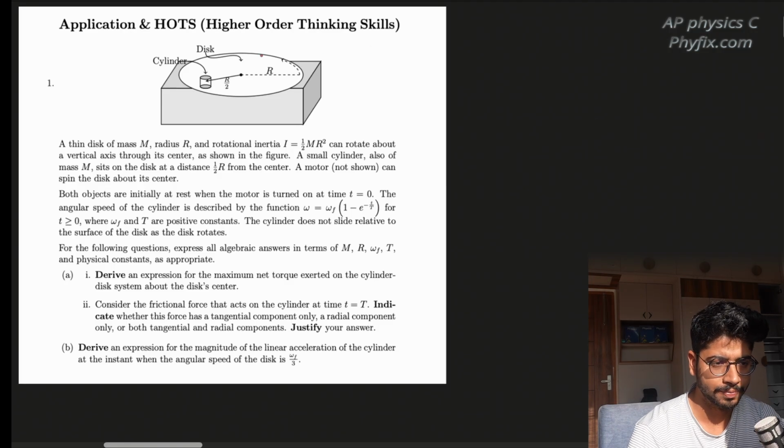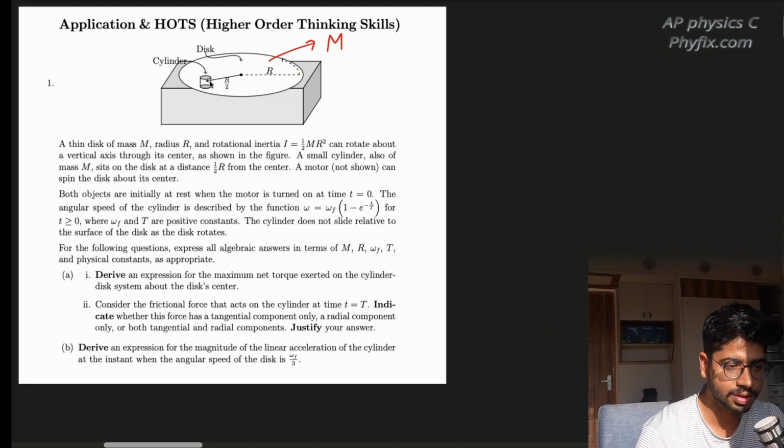So there is a disk that has the mass m and radius r. And there is a cylinder that has the same mass m, but it is placed at the distance r by 2 from the center of the rotation from where it is rotating. So this is a cylinder.